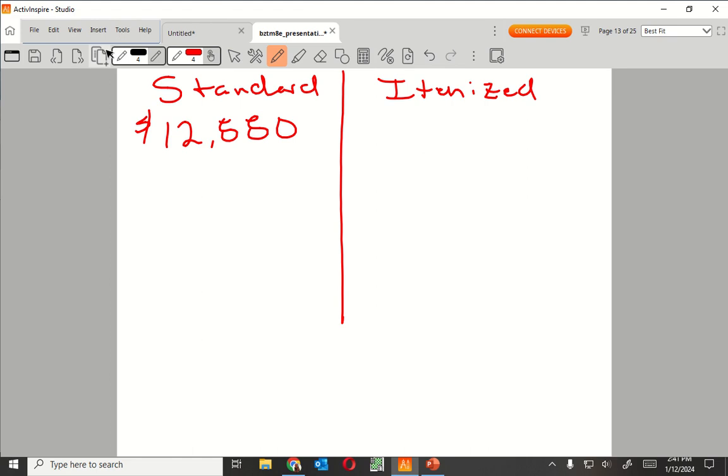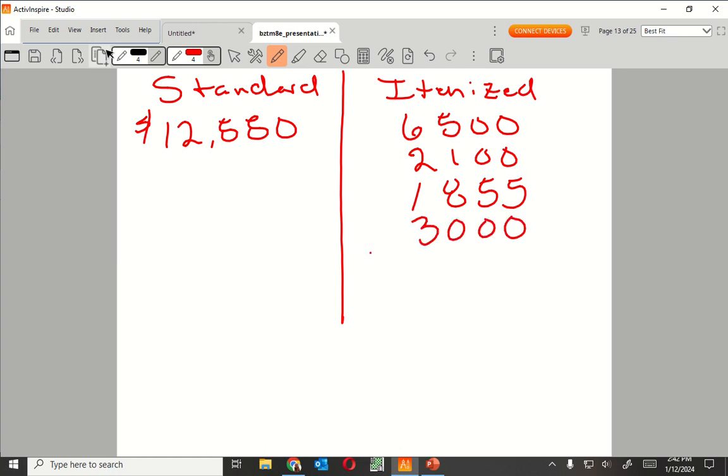All right, so let's start looking at our itemized deduction. What is my first itemized deduction? Look at the word problem. 6,500? No, the 12,000 is the standard, okay? So was it 65 is what you said? Yeah. Okay. 6,500. What's the next itemized deduction? 2,100. What is the next? 1855. Anything else? Yes. 3,000. Charity counts. And we're going to add together our itemized to compare which one is bigger.